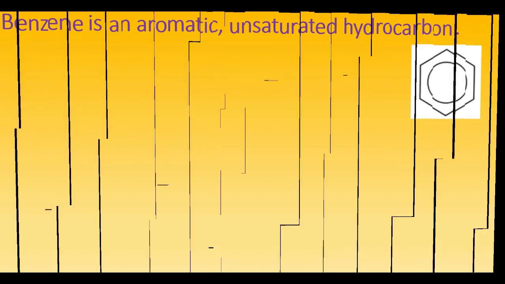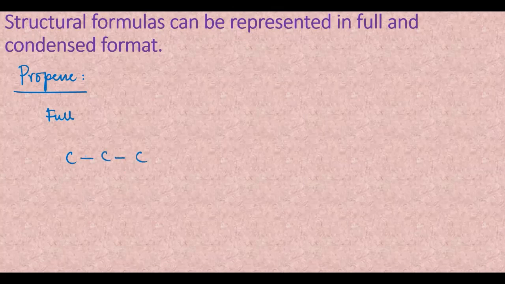In the next part, we are going to review the structural formula could be represented in full or condensed format. For instance, if you write a propene, the full format of the propene will be writing down all the carbon atoms in a straight chain, drawing a double bond between the first carbon and the second carbon. First carbon is having 2 hydrogen attached to it, second carbon is having only 1 hydrogen, and the third carbon is having 3 hydrogen atoms linked to it.